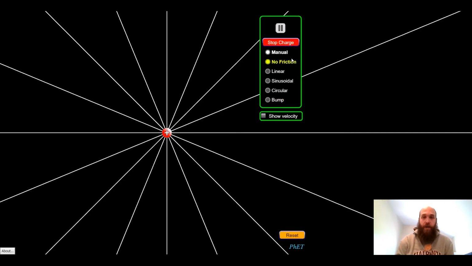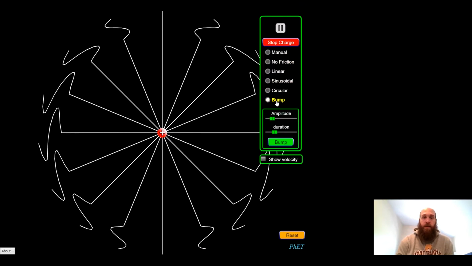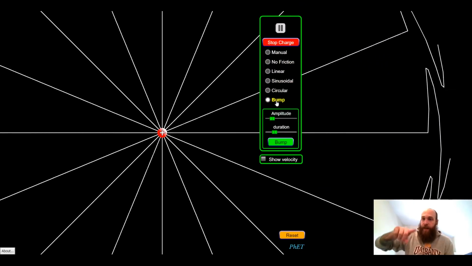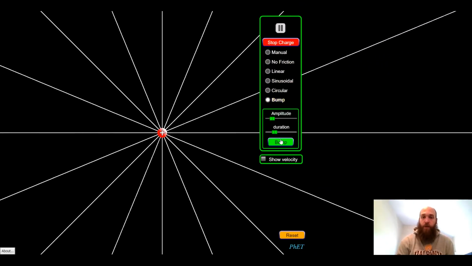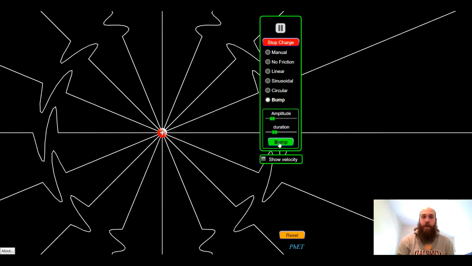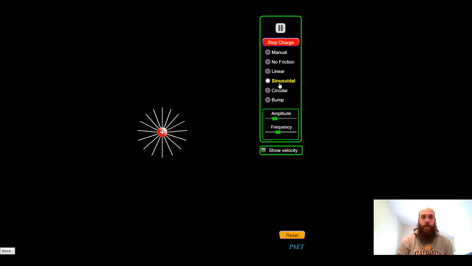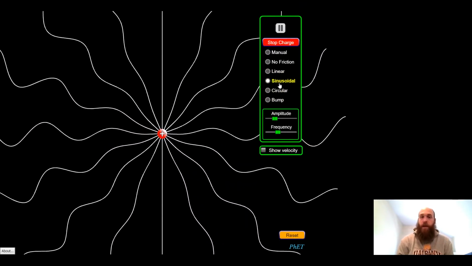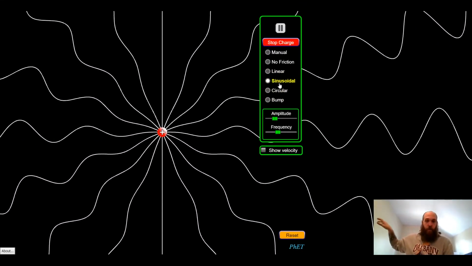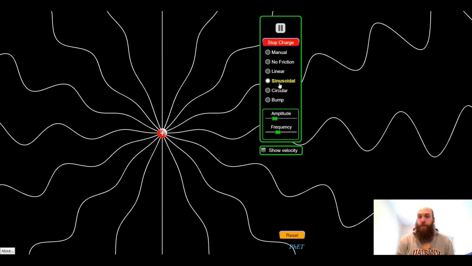And so if we actually give this thing a bump, we see that those field lines travel out with that deviation that looks almost sort of like a wave. And if we were to keep this thing continuously moving up and down, we could have propagation of this wave that travels out to infinity.